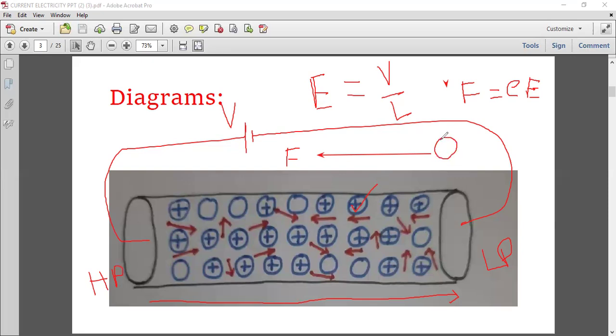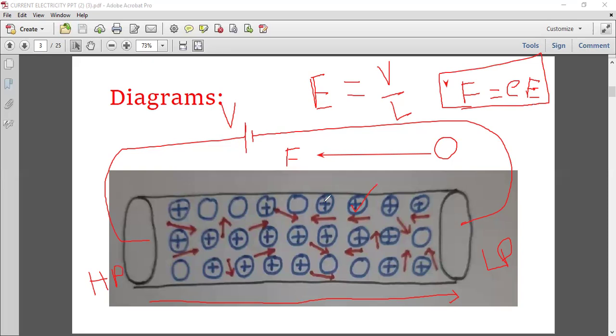Momentarily at rest means for a moment. केवल एक मोमेंट के लिए वो रेस्ट करते हैं, because the force is still acting. फोर्स तो अभी भी एक्ट कर रहा है. क्यों फोर्स अभी भी एक्ट कर रहा है? क्योंकि इलेक्ट्रिक फील्ड बनी हुई है. Therefore the force is still acting. Therefore once again they will accelerate, फिर से वो एक्सीलरेट करेंगे. Once again they will suffer collision with the positive ions, lose their entire energy and come to rest.